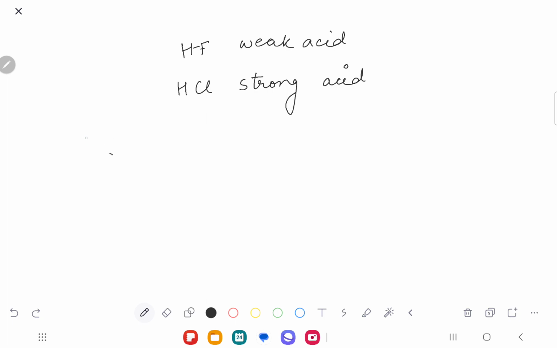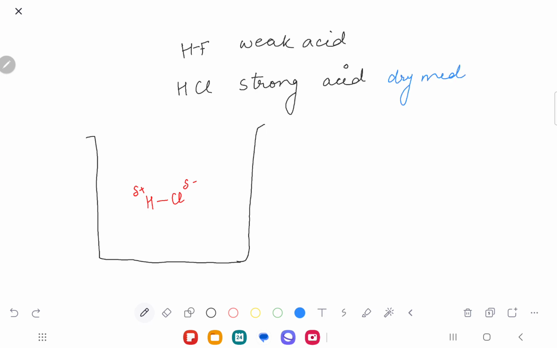So, first of all, you have to understand that if you have this beaker, and if you have HCl, where Cl is partially negative and H is partially positive, no acid can act as an acid in the dry medium. You will have to have some amount of moisture. Yes. So what exactly does that mean?